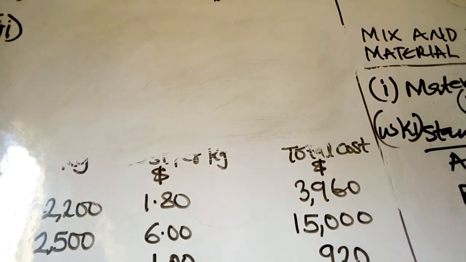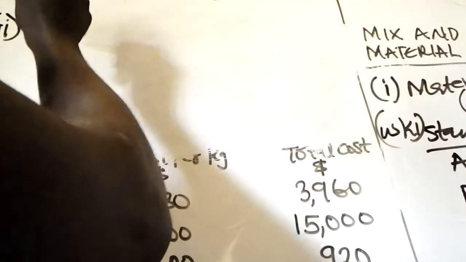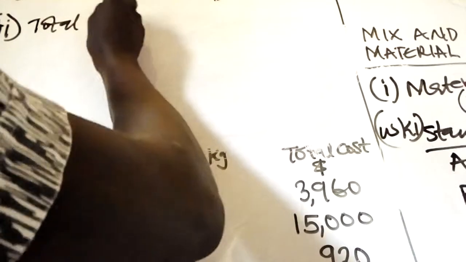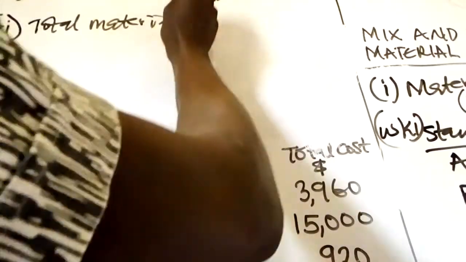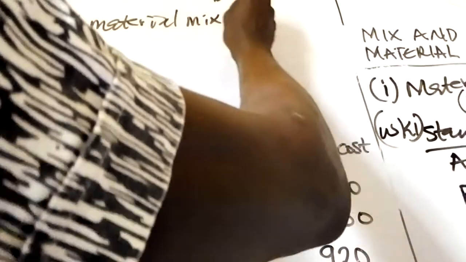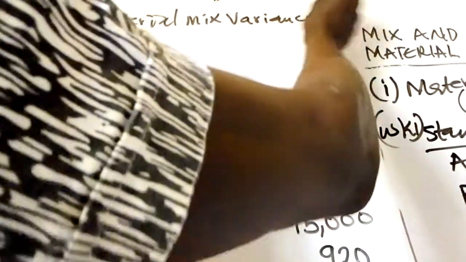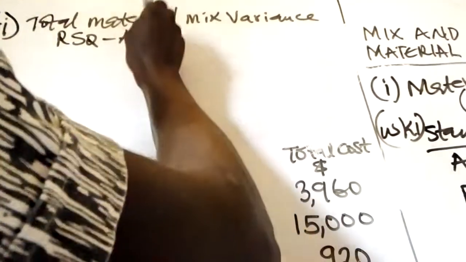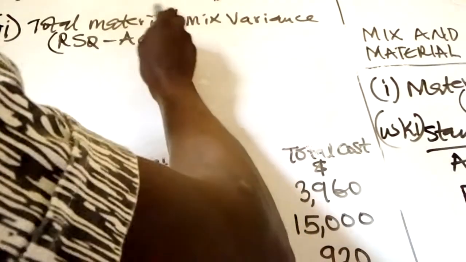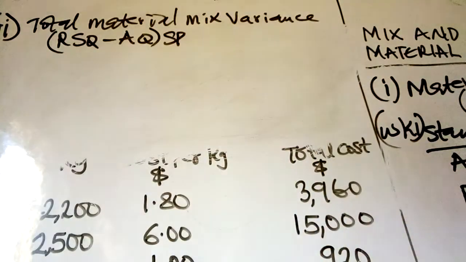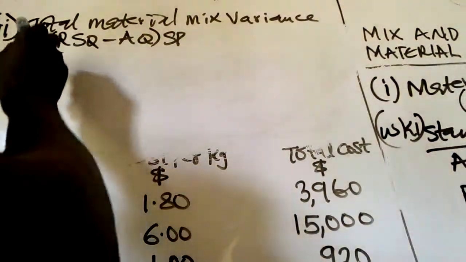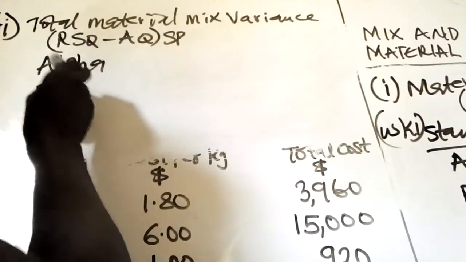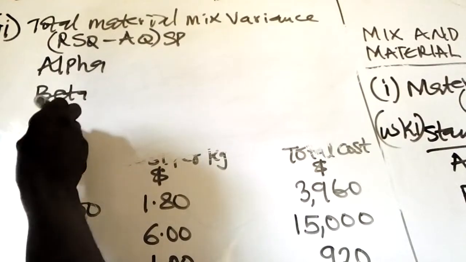You want to compute the total material mix variance. I've told you that the formula is the revised standard quantity minus actual quantity multiplied by the standard price. And we have 3 materials. We have alpha, beta, and gamma.